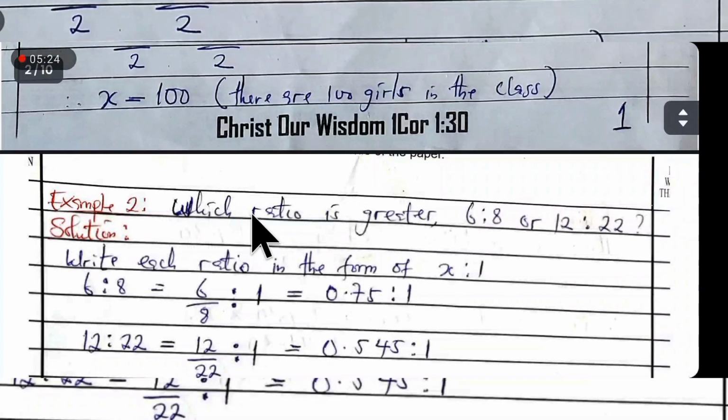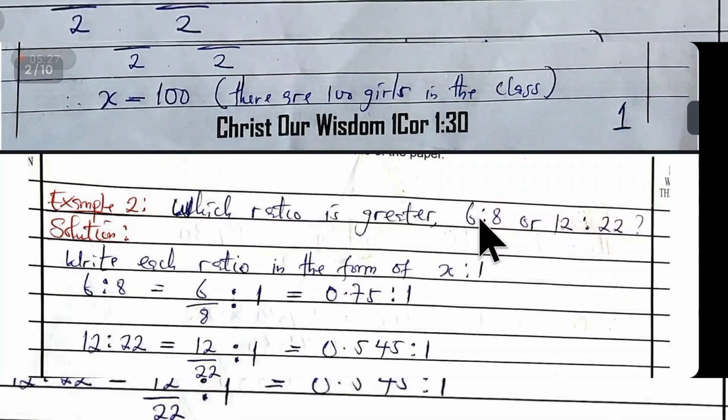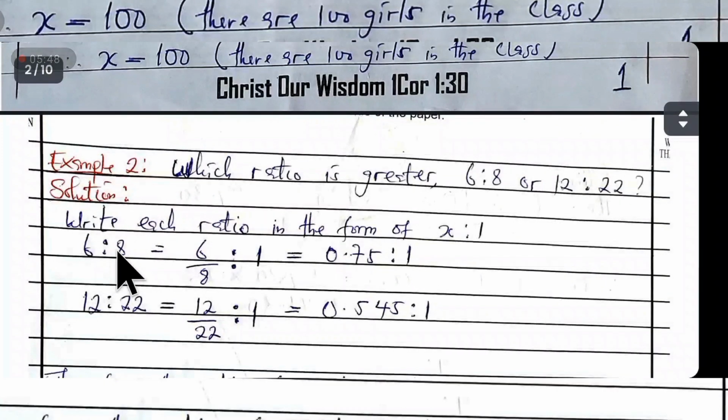Example 2. Which ratio is greater? 6:8 or 12:22? Solution. Write each ratio in the form of x:1. This is the best way to find this out, to know whether this ratio is greater than this ratio or less than this ratio. All right, so let's write it now. 6:8 is also written as 6 over 8, then ratio 1, because ratio here means divide. Anything divided by 1 is still that thing. We have not changed it.